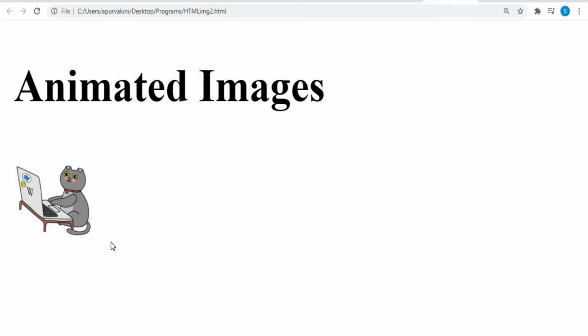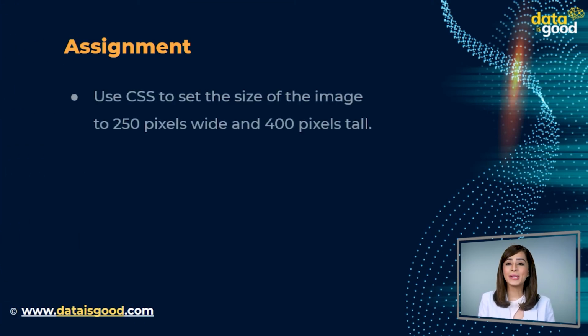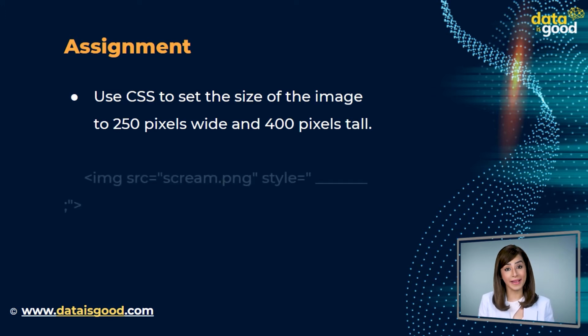So this is it for this lecture. In the next lecture, we'll see more about HTML images. Here's an assignment for you. Use CSS to set the size of the image to 250 pixels wide and 400 pixels tall.